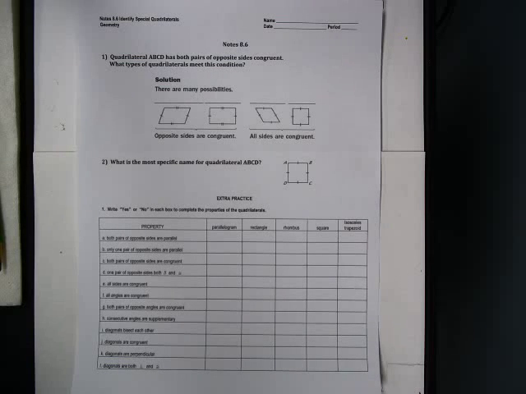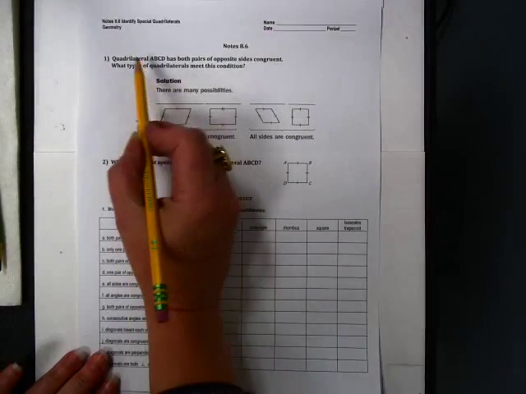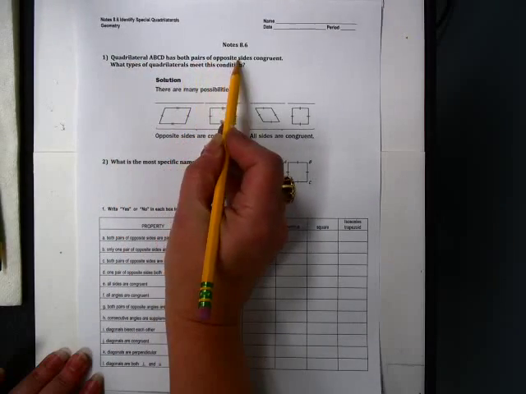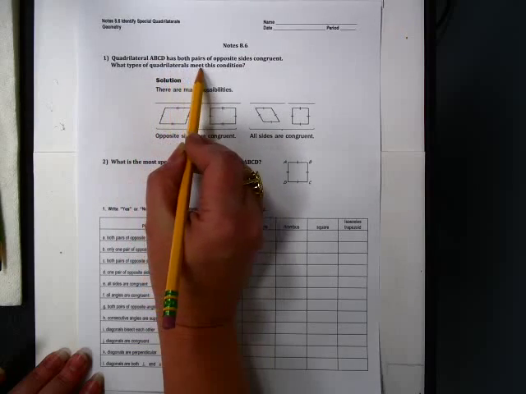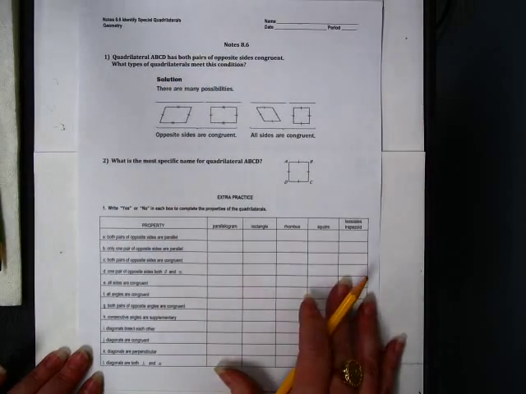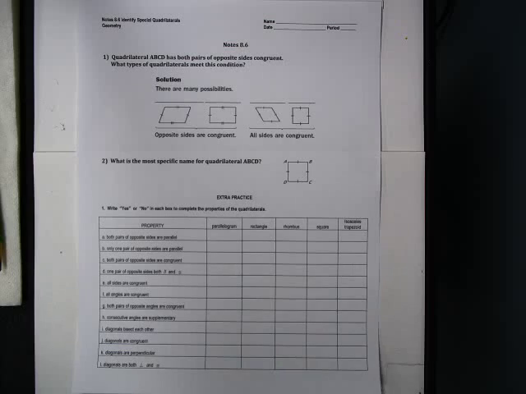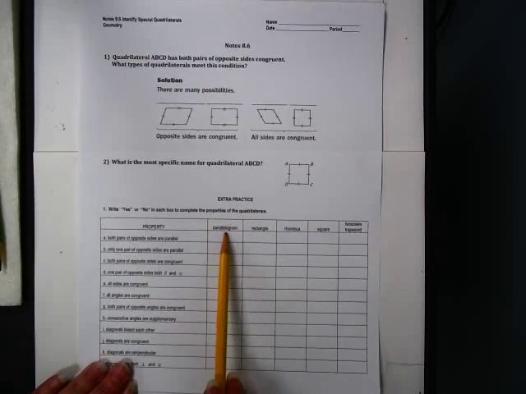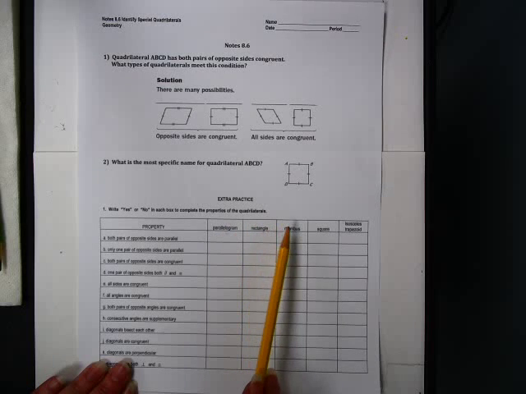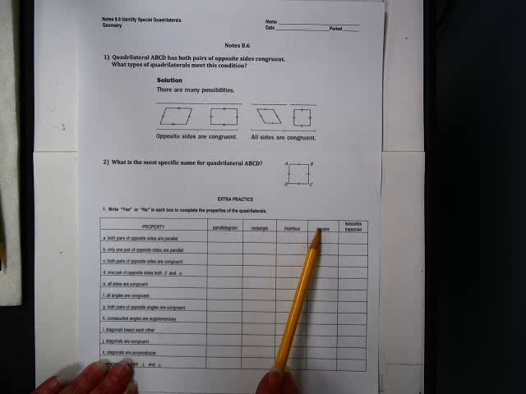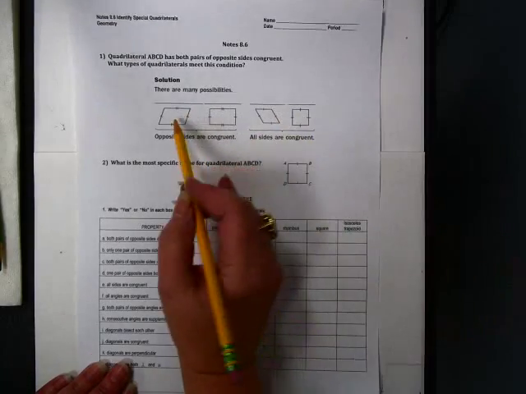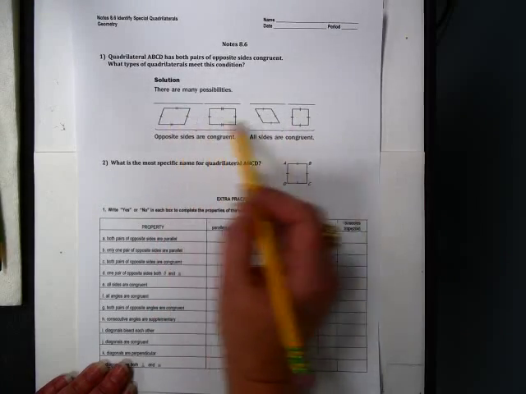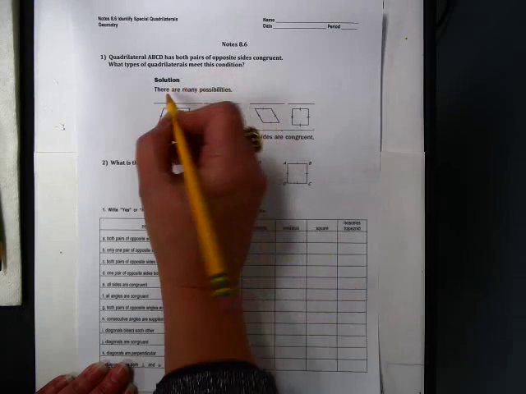Starting off, we have quadrilateral ABCD. Notice how there's not a picture of quadrilateral ABCD. It's just a quadrilateral that has both pairs of opposite sides congruent. What types of quadrilaterals meet this condition? Well, let's think about all the different types of quadrilaterals that we have. They're listed down here if you want to look. Parallelogram, rectangle, rhombus, square. This says isosceles trapezoid, but we have trapezoids, and we also have kites.